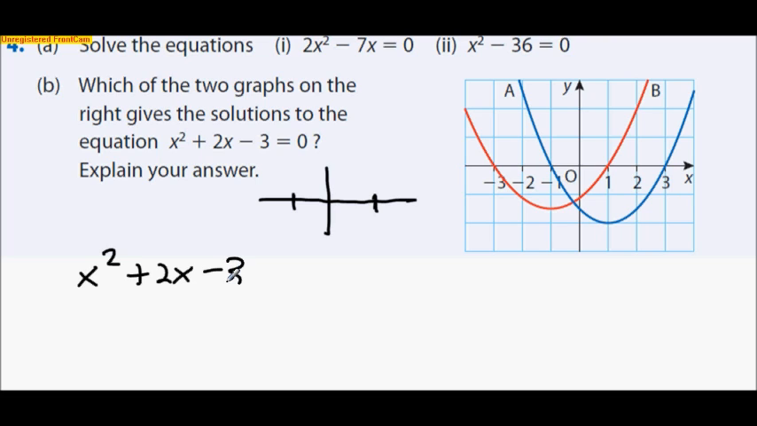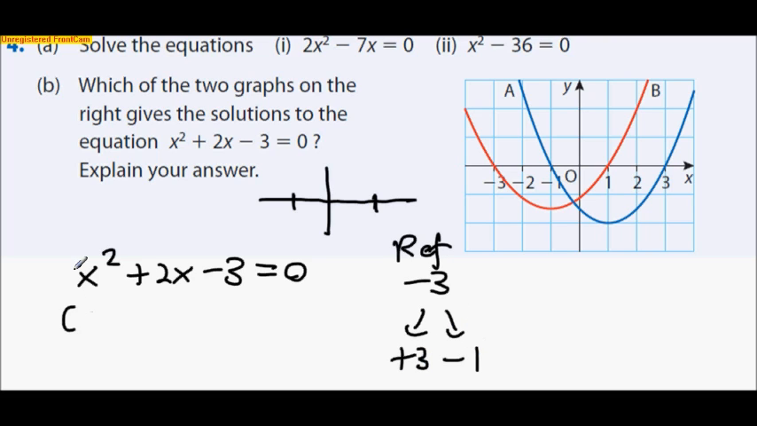what we can do is the reference number is minus 3. And what we're going to get out of minus 3 is plus 3 and minus 1. It's a simple reference number because it's 1x squared, so it can only break up into x and x. And then what we're going to get is plus 3 and minus 1. We're going to solve this.